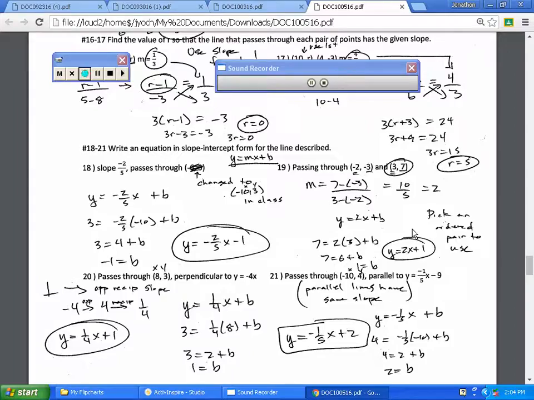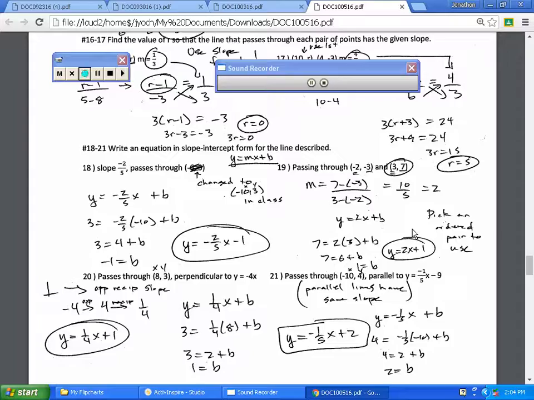Put your equation together. Perpendicular lines in 20 have an opposite reciprocal slope. The opposite of negative 4 is 4. The reciprocal is 1/4. So it's y equals 1/4 x plus b. Plug in 8 for x, 3 for y. You get b is 1. Put it together like I did there.